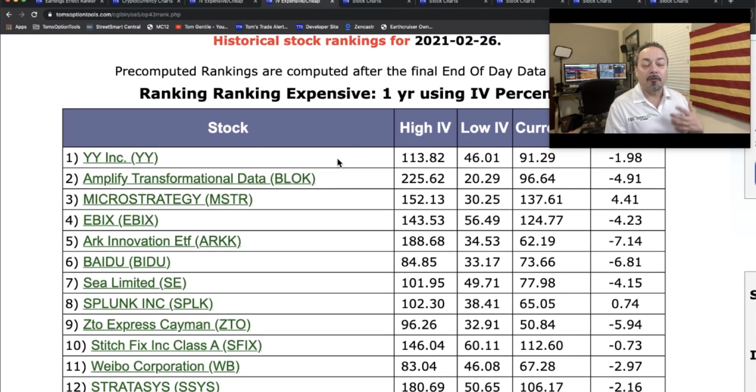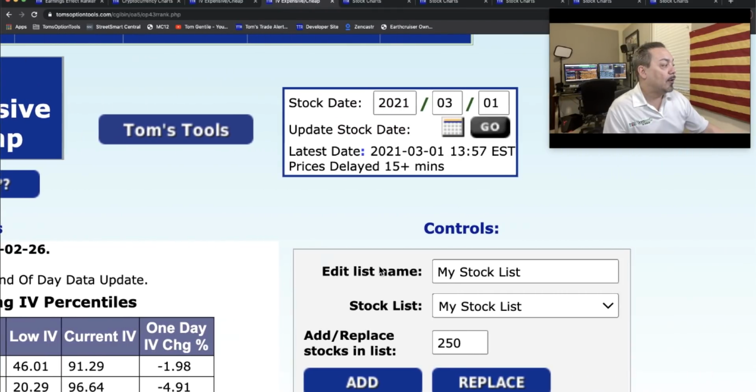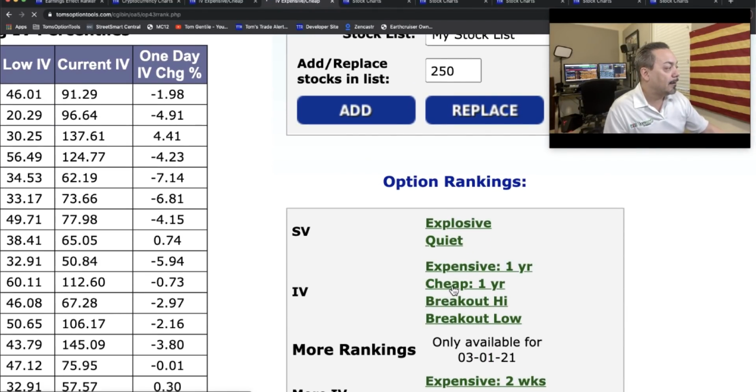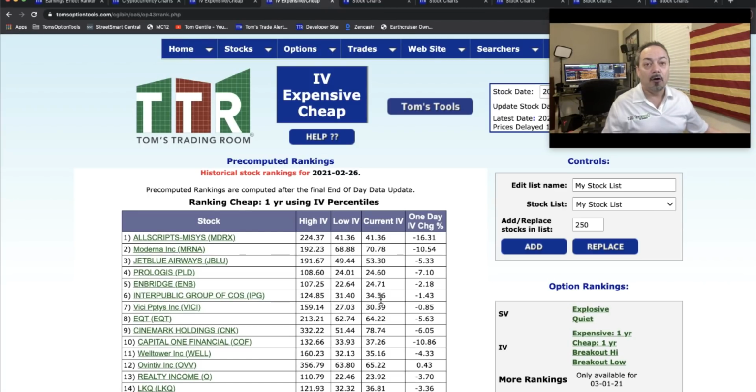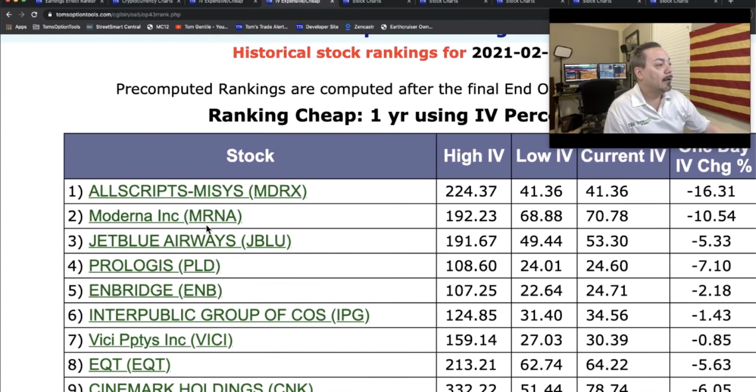Now, let's finish up this video talking about the cheap options. What are cheap right now that are out there that I could buy if I were bullish or bearish in terms of calls or puts? This is the ranking of cheap options where their 1 year implied volatilities, you see the high, you see the low, and where is it currently? And most of these are closer to the low than they are the high. Moderna had a high of 192.23, a low 68.88, and it's currently at 70.48.